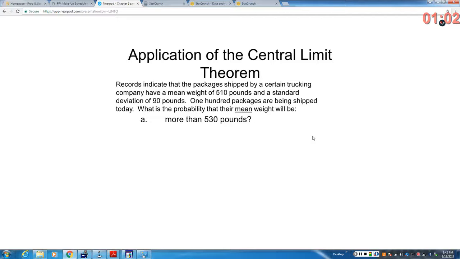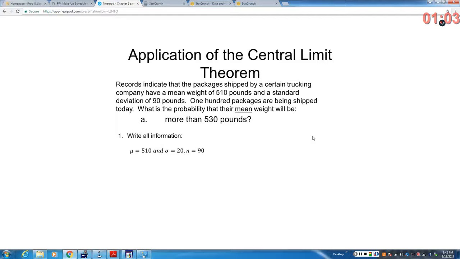That's the key thing to look at in these problems. If it says, what's the probability of an individual number, then you just do it like before. But if it says, what's the probability of the mean, in this case a mean weight, then you have to use the standard error. So in this case, we have 100 packages. Is that greater than 30? So we can assume normality. Now we write our numbers. Our mean is 510, our standard deviation is 20, and our sample size is 90.